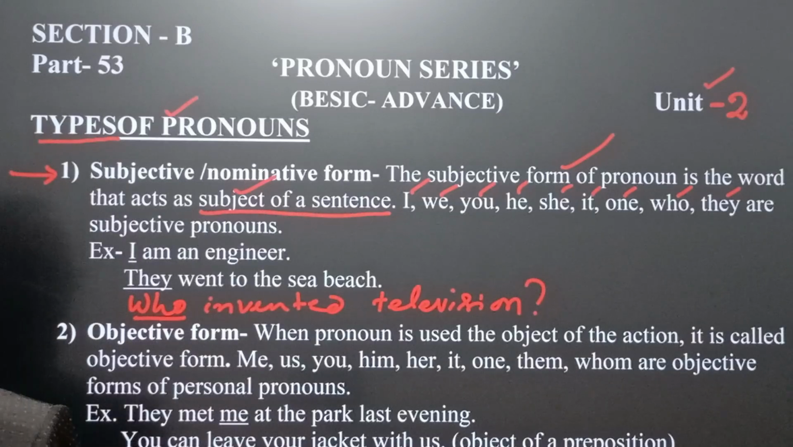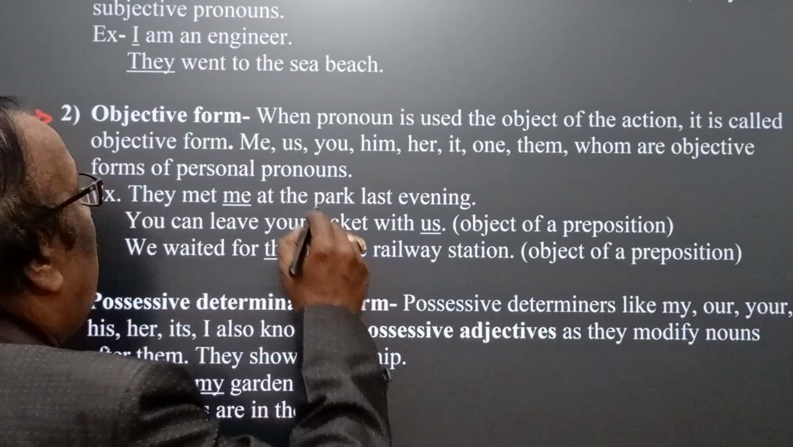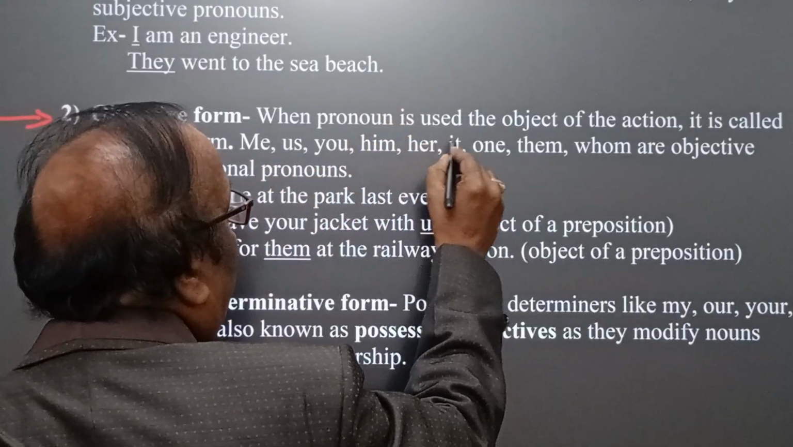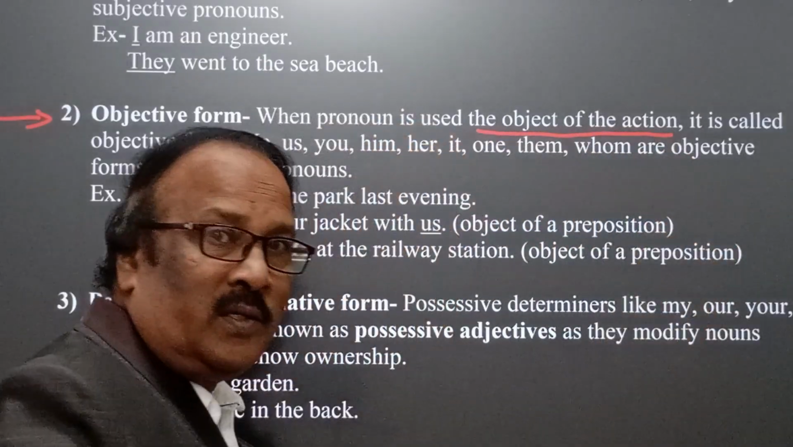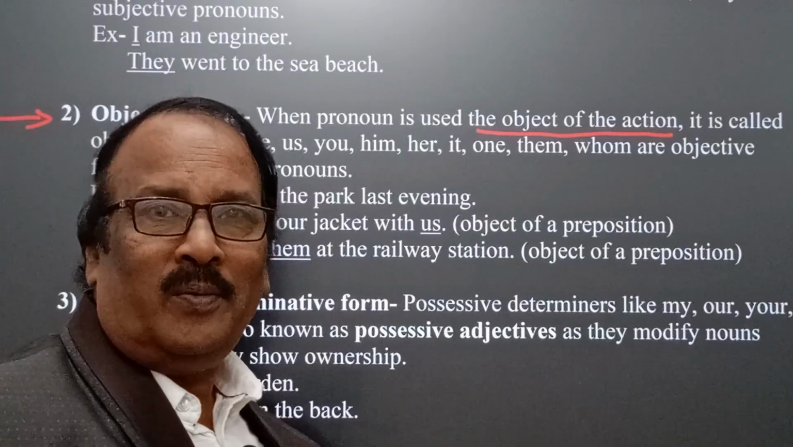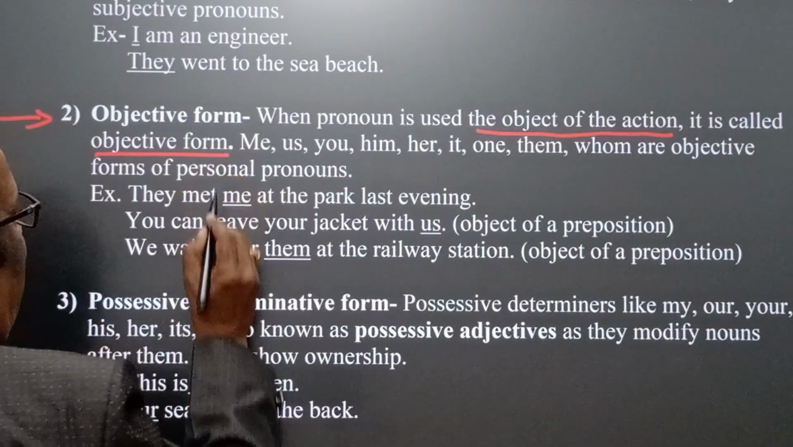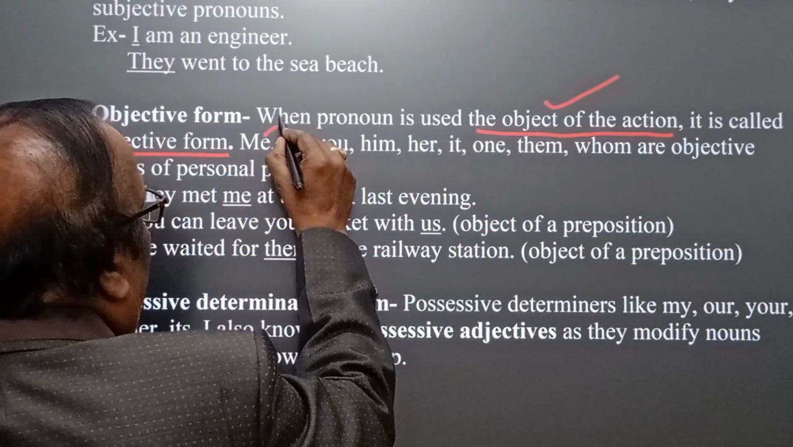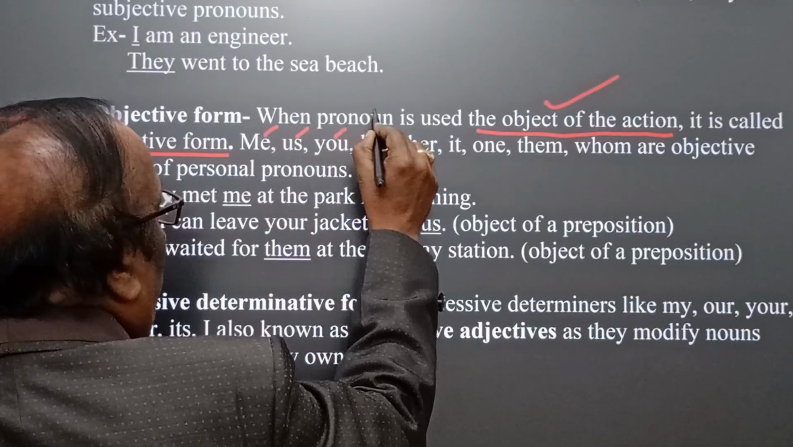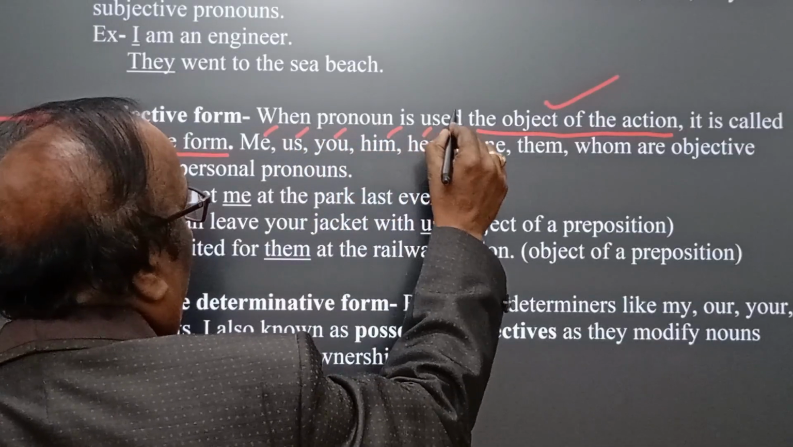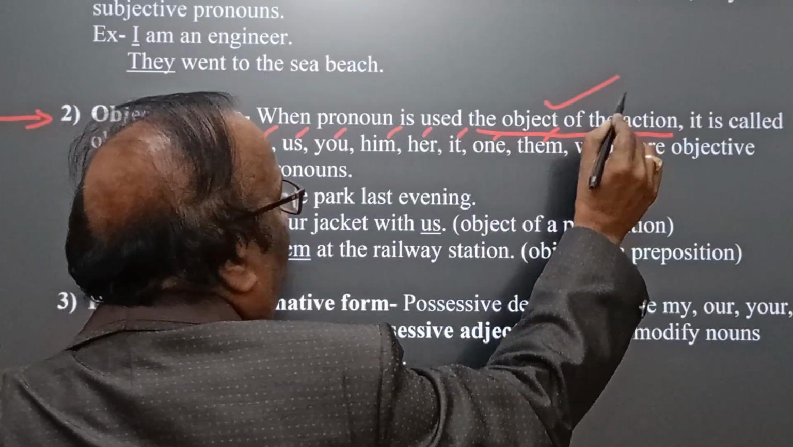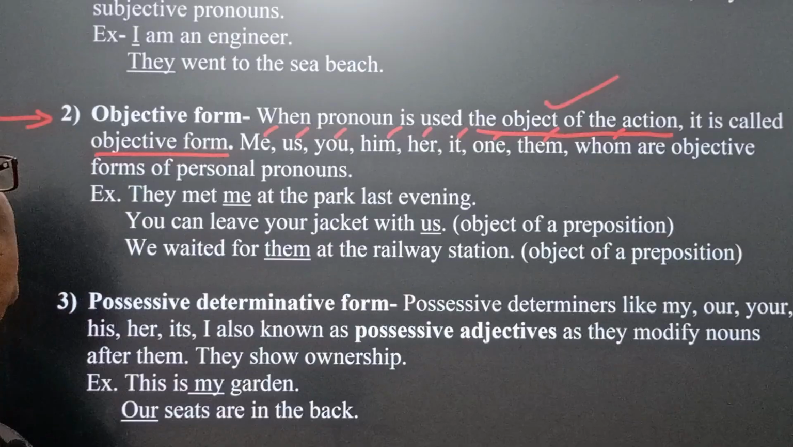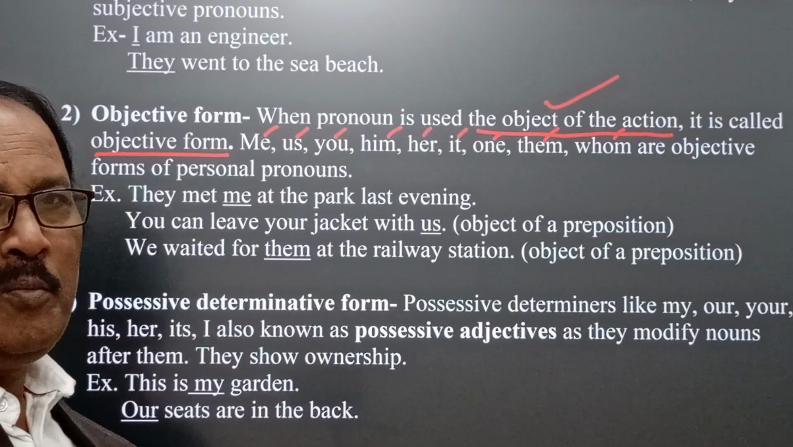Now come to the second point, objective form. When a pronoun is used as the object of the action, yes, it means object of the verb, it is called objective form. Like me, us, you, him, her, it, one, them, whom are objective forms of personal pronouns.